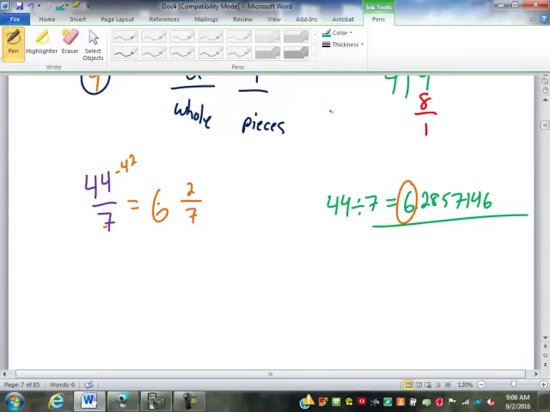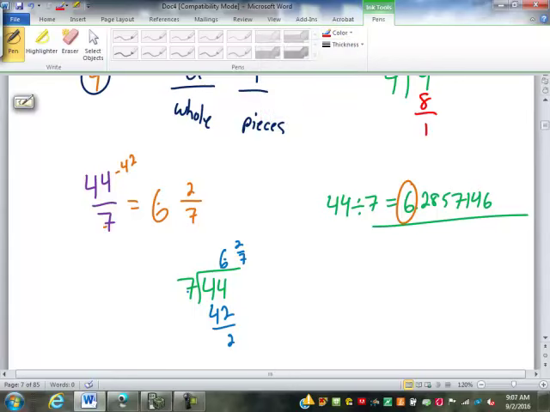Now, I'm not too bad at doing division. If you struggle with it, calculator methods will probably be easier for you. But I would do 44 divided by 7. 7 goes into 44 6 times. 6 times 7 is 42. There's 2 left over, so 2 sevens.